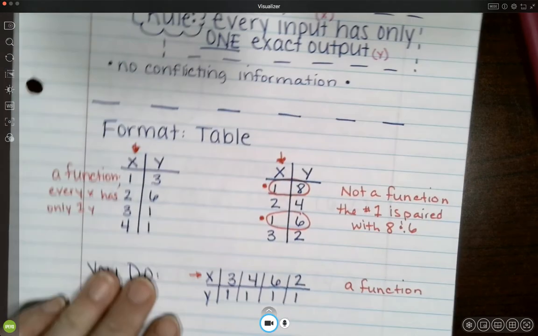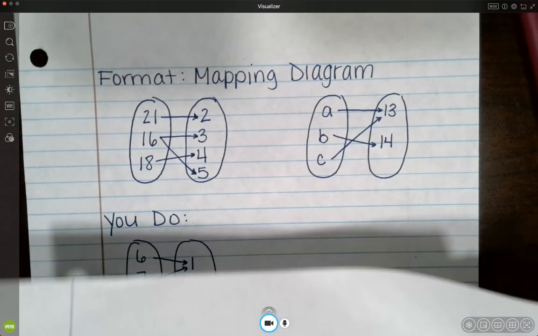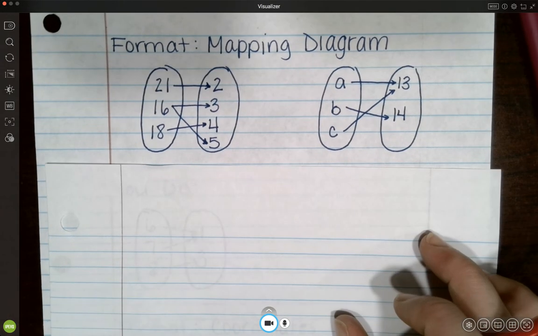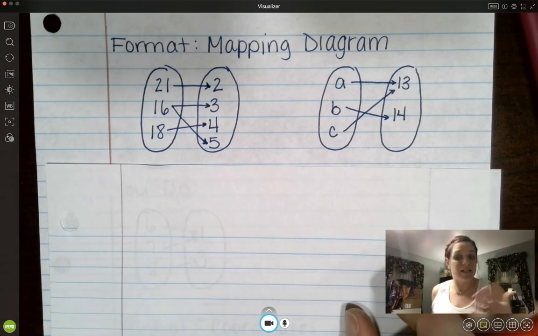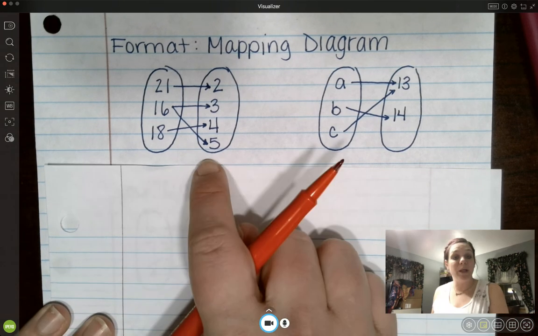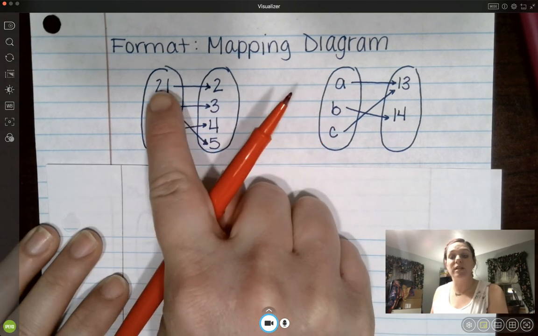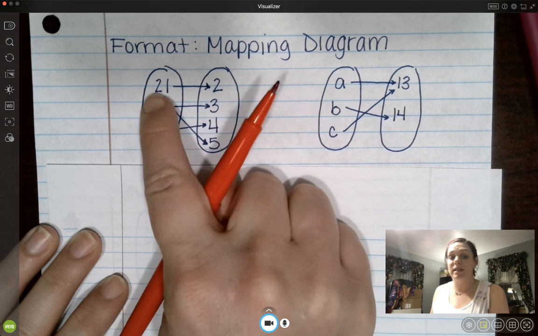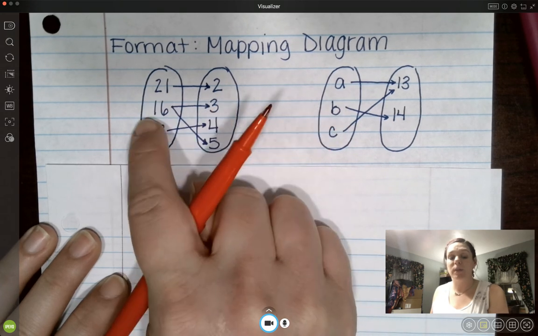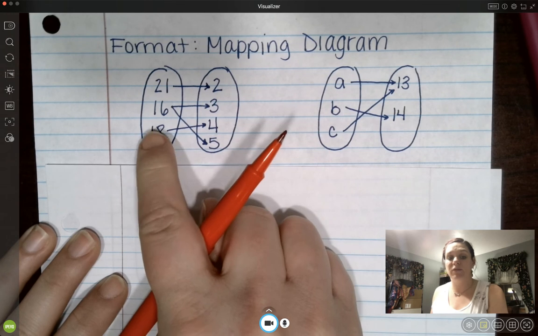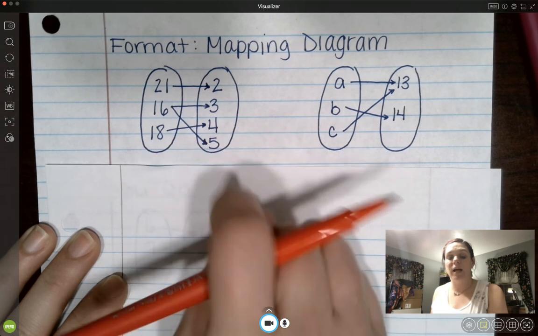So let's go ahead and take a look now. That was tables. We're now going to take a look at the format that's called a mapping diagram. A mapping diagram is a table, it just doesn't repeat the information. The way we look at this is we want to read it going across. So this is read as 21 is the input, and I got 2. 16 is the input, and I got 3, and I got 5. 18 is the input, and I got 4.